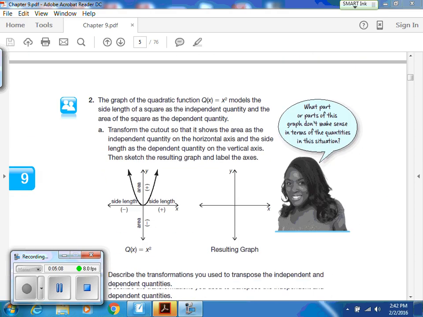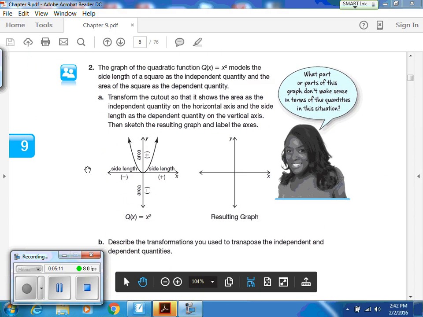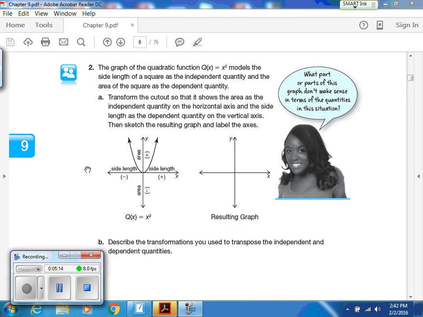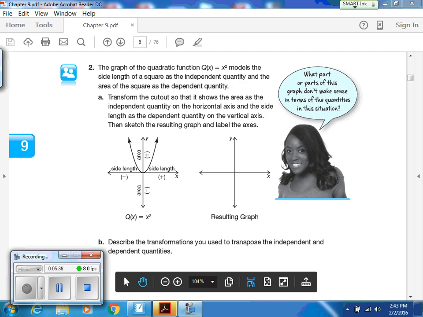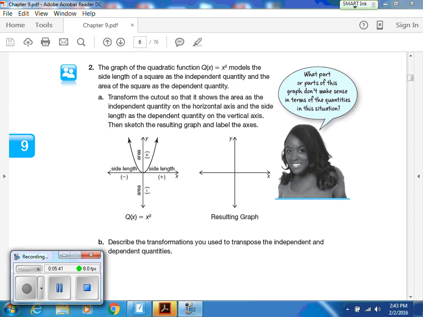Alright, now we're going to look at number 2, the quadratic function. On 673, this is the graph that's in the top right corner. That's the one we're going to be looking at, side length and area. Okay, so has everyone found that? Transform the cutout so that it shows the area as the independent quantity on the horizontal axis and the side length as the dependent quantity. And then we have to sketch it.